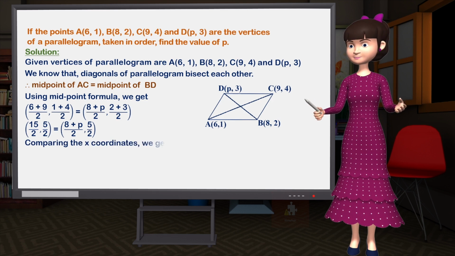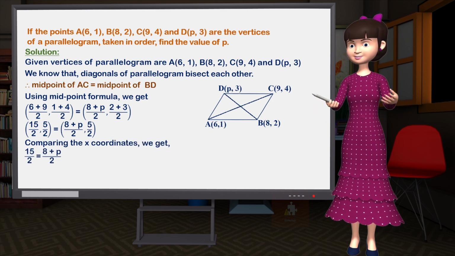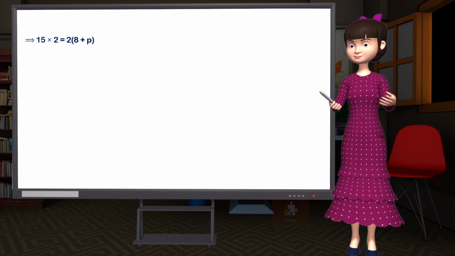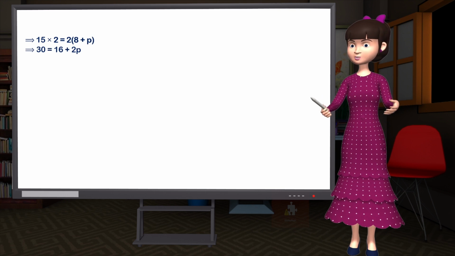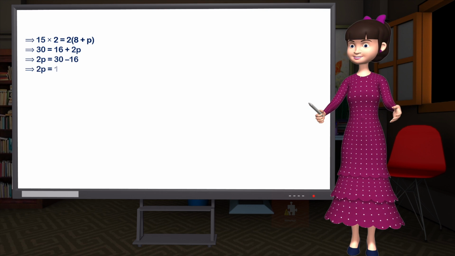Comparing the x coordinates, we get 15/2 is equal to (8 plus P)/2. Cross multiplying, we get 15 into 2 is equal to 2 into (8 plus P), which implies 30 is equal to 16 plus 2P. Transposing constant to other side, we get 2P is equal to 30 minus 16, which implies 2P is equal to 14.